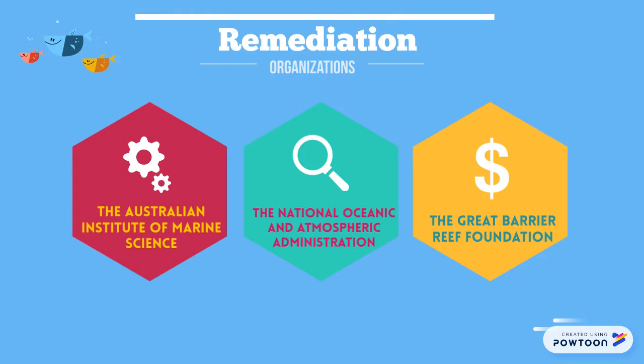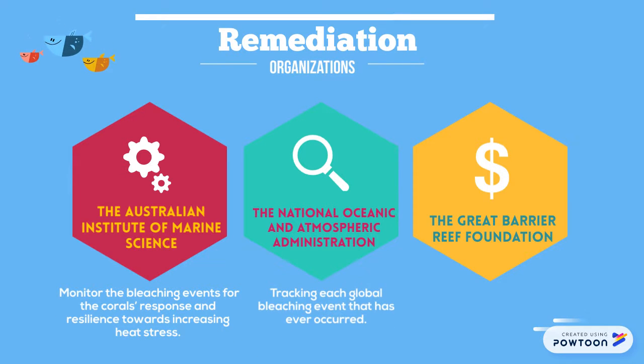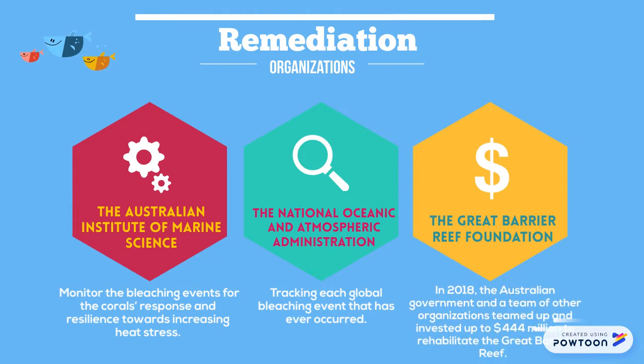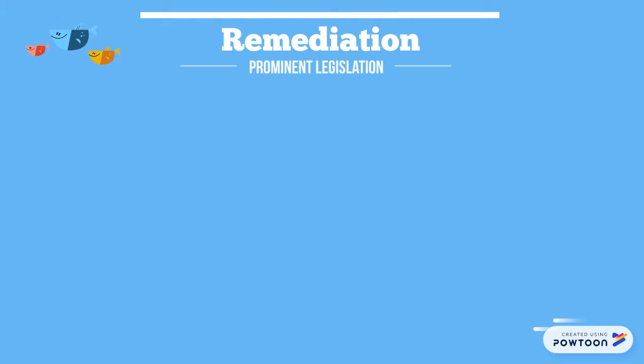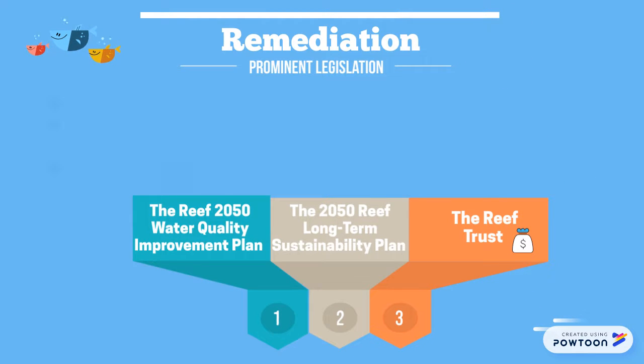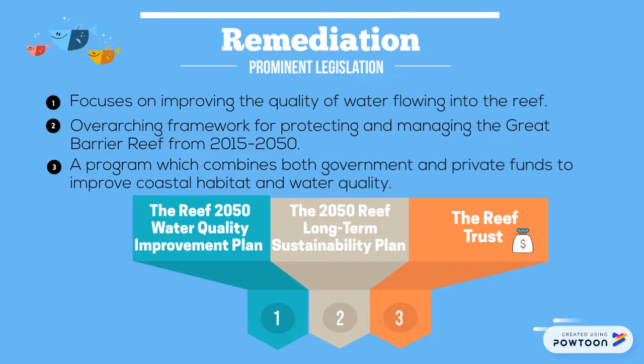Monitoring bleaching in the Great Barrier Reef has become an international effort. Australia has created multiple agencies to focus on reef protection, tracking bleaching events, and long-term remediation efforts. The United States National Oceanic and Atmospheric Administration has also continued to monitor and study the reef. The Reef 2050 Long-Term Sustainability Plan and the Reef 2050 Water Quality Improvement Plan focus on improving the quality of water flowing into the reef and are the most prominent long-term plans.